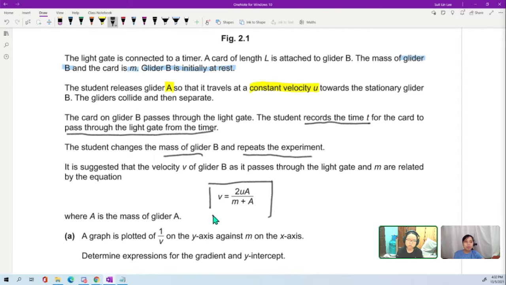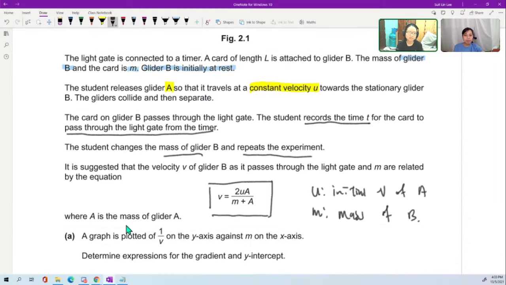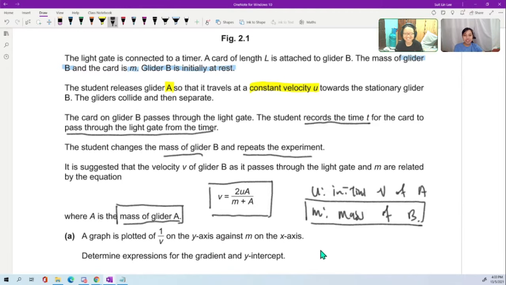So once again, you are given an equation. If you don't know what everything is, you can always write at the side. U is the initial velocity of A, m is the mass of glider B, and A is the mass of glider A. So confusing. They use very different ways to name masses in this. Okay, never mind. We shall proceed. V is the velocity of glider B. At least now we know our terms, or if we forget, we can come back here and look at it.